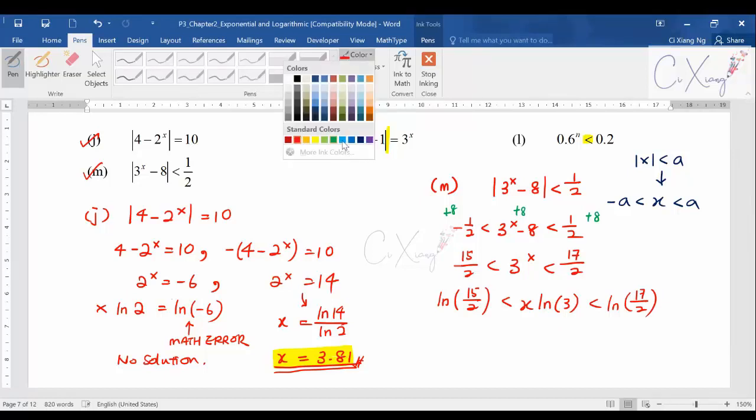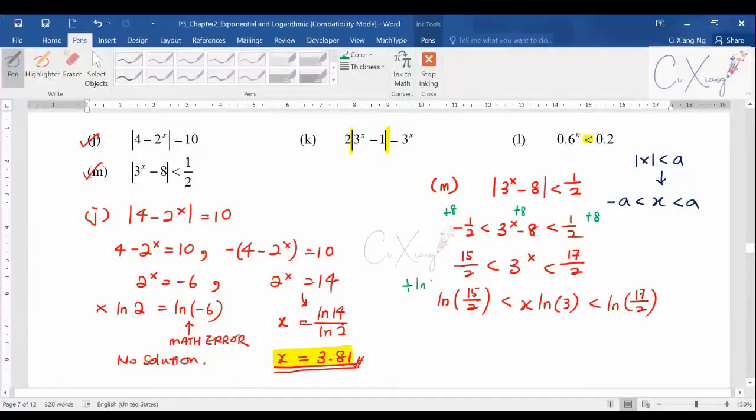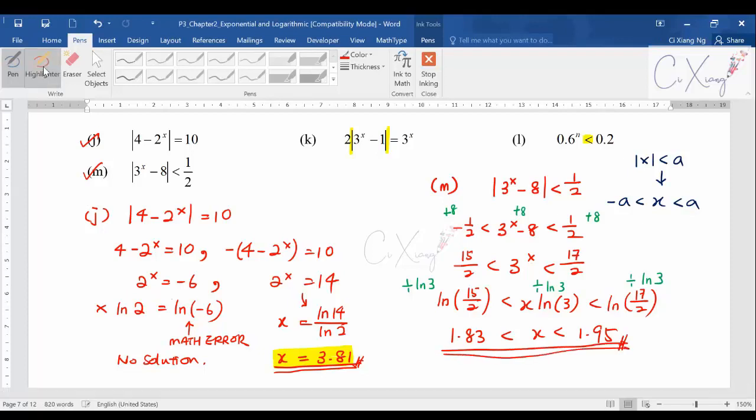Then you divide every part by ln 3. When you divide every single part by ln 3, very easily you will get the value of x, which is 1.83 is smaller than x, which is smaller than 1.95. Okay, so this is how we solve an equation or inequality that involves modulus. Generally you need to apply the modulus rule that you learned before.